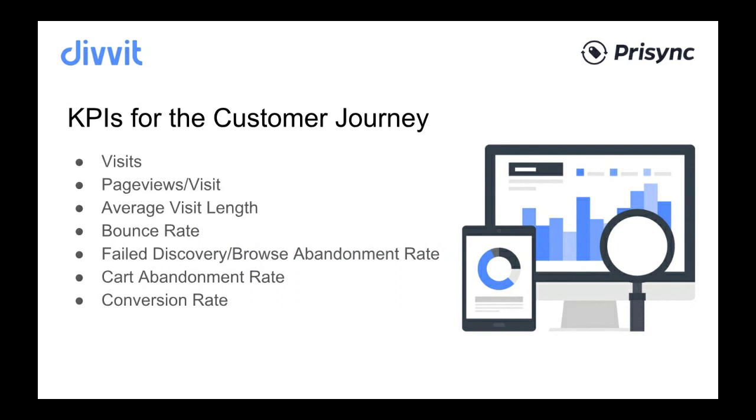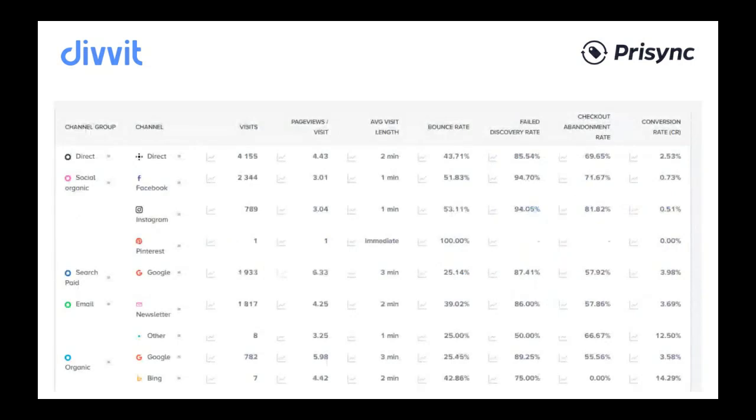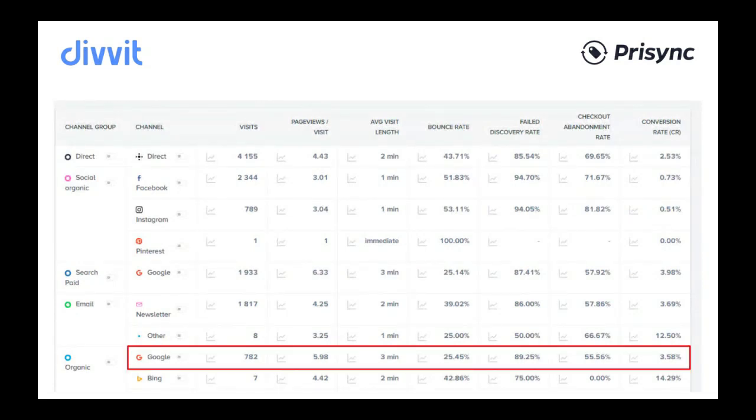So now let's take a look at a little bit of data, and don't be scared. I know this might be a little scary to look at. You're looking at a lot of KPIs, but we can actually break this down bit by bit and get a real understanding of how your UX is affecting your customer journey by channel. The first thing that really pops out at me is organic Google, because it's bringing in 782 visits a month. And this has a relatively high page views per visit and average visit length.